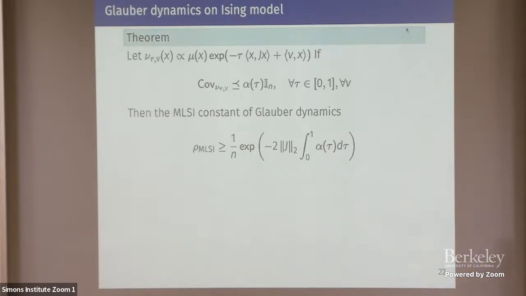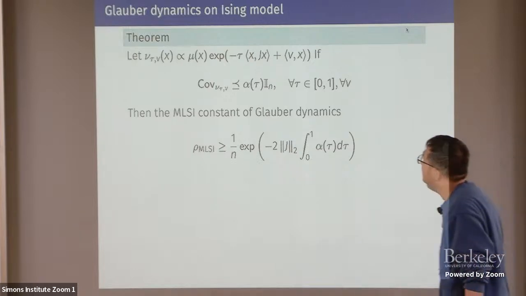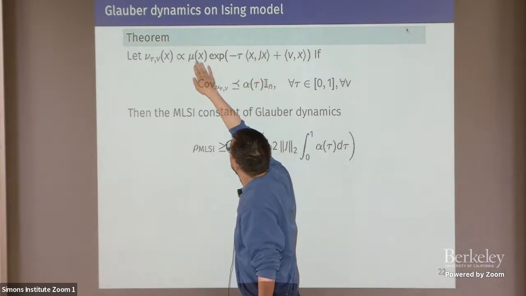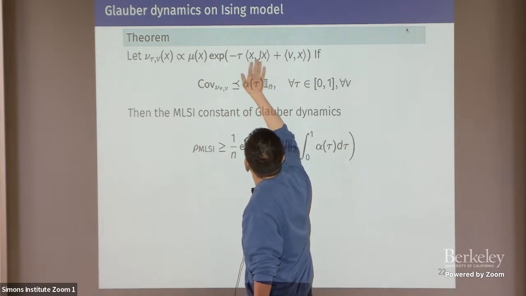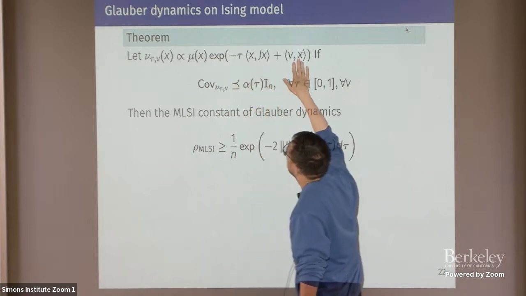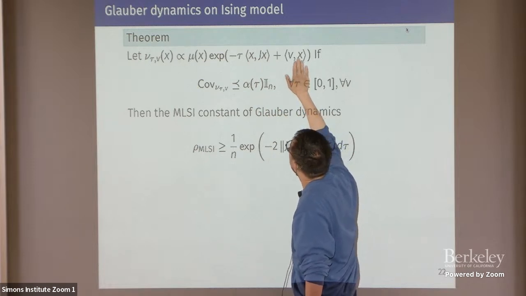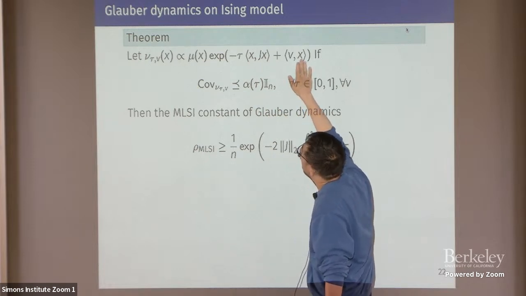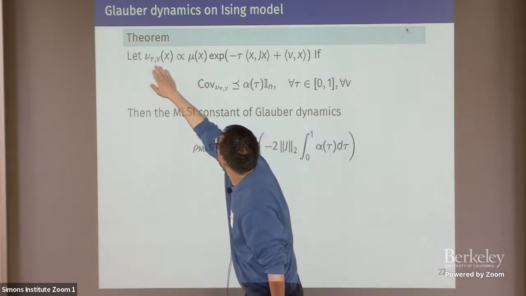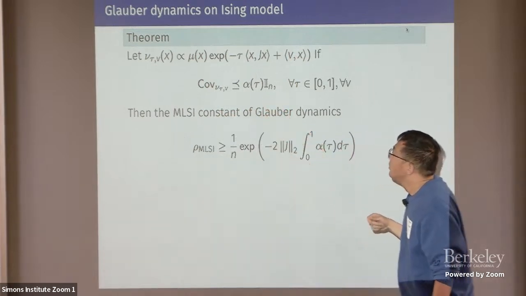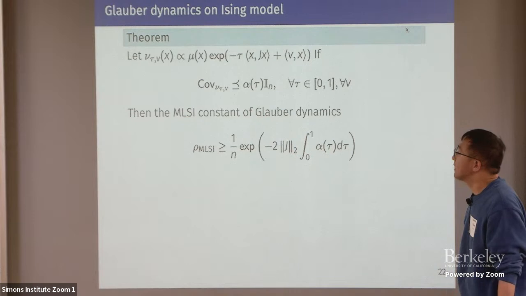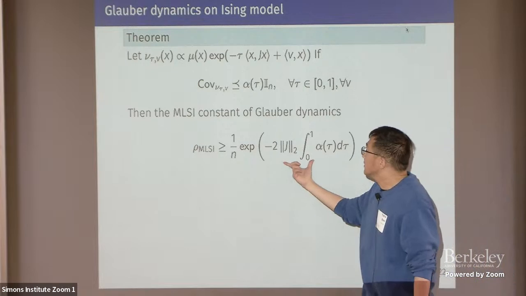What we show for the Ising model is that if you multiply your original measure by some negative quadratic terms here and some tilted part v transpose x, and if you know that the covariance matrices of measures of this type are all bounded, then you can provide a modified log-Sobolev constant for Glauber dynamics in this form.